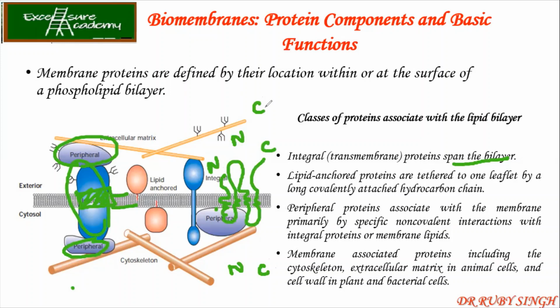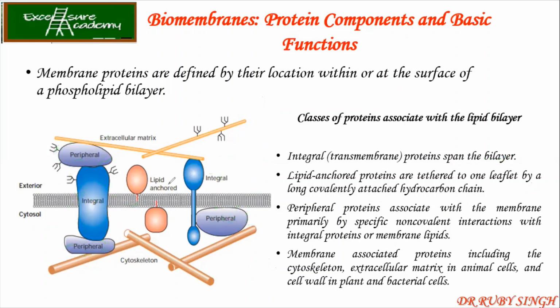Depending on the protein function, you can have different structures or different spanning of the bilayer. Lipid anchored proteins are tethered to the leaflet by a long covalently attached hydrocarbon chain. So it is a protein which is attached to the lipid. Over here the interaction is going to be covalent, whereas for the integral proteins it is hydrophobic with the phospholipids, and for peripheral it is ionic. In the case of lipid anchor, the protein is attached to one of your phospholipids.